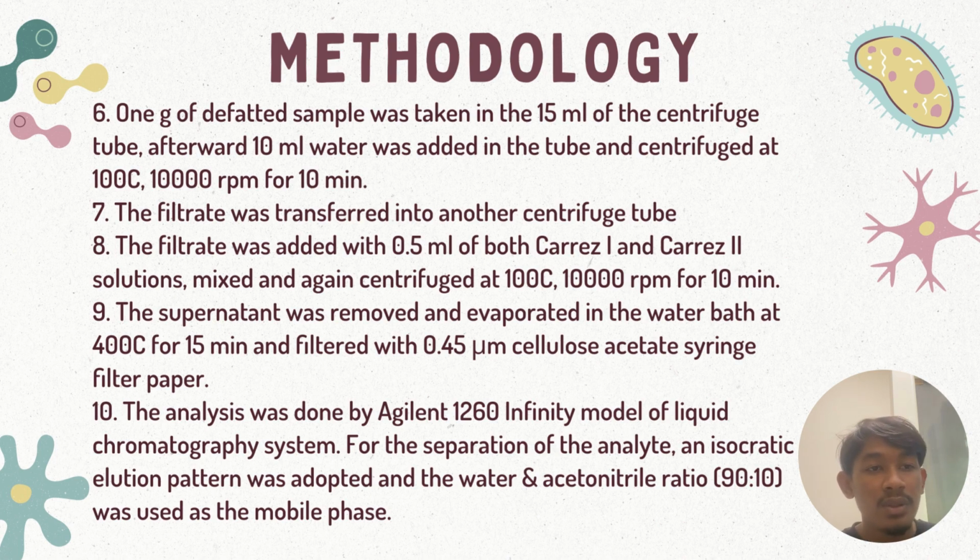Then the analysis was done by Agilent 1260 Infinity model of liquid chromatography system. For the separation of the analyte, an isocratic elution pattern was adopted, and the water and acetonitrile ratio of 90 and 10 was used as the mobile phase.